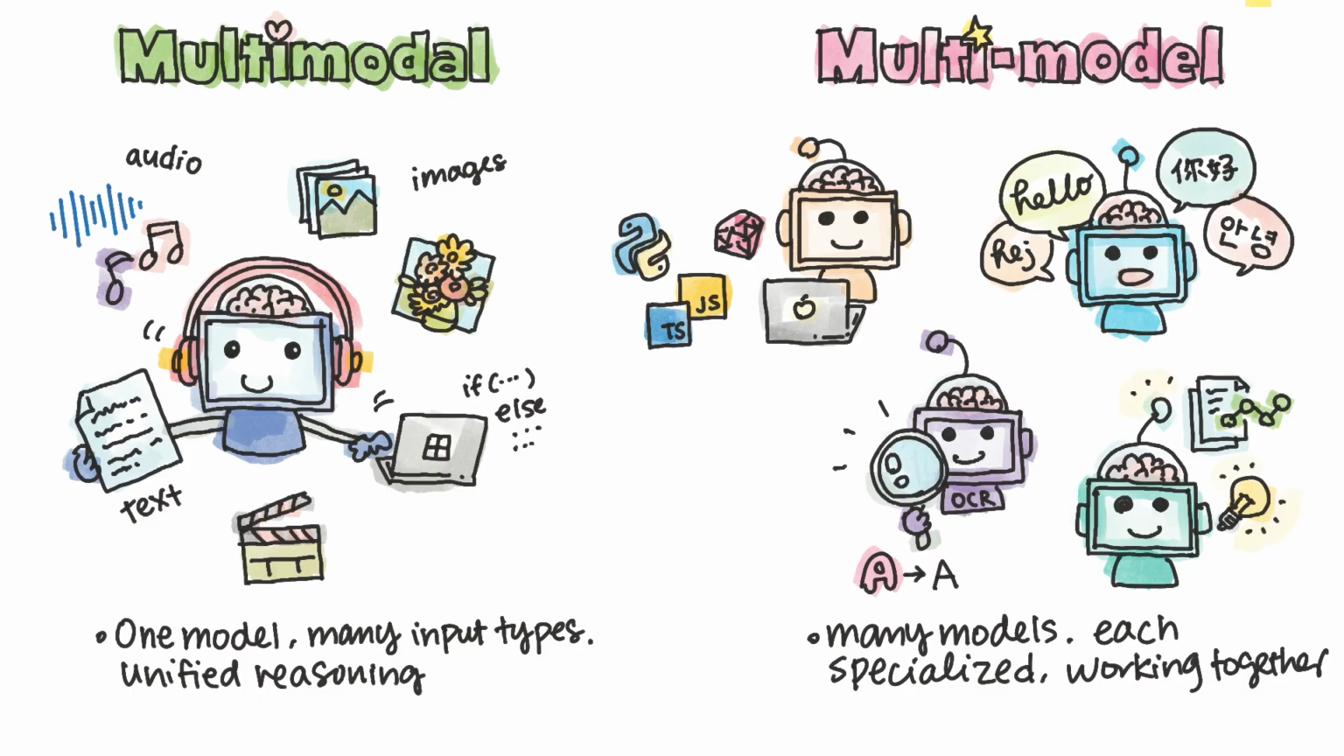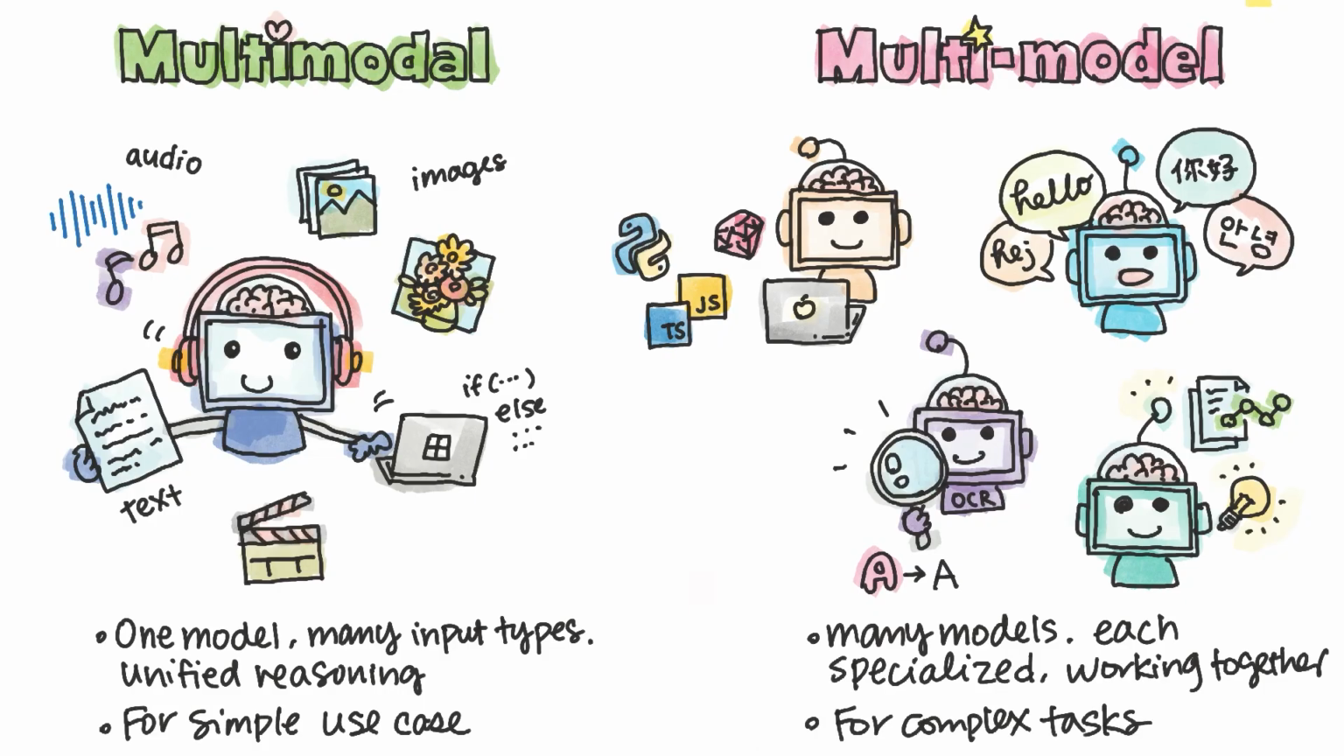So which approach should you use? If your use case is simple, like reading an image and translating text, a multimodal model is usually enough. It's fast, easy to build, and it requires fewer moving parts. But if you need high accuracy, domain-specific components, or tight control over each step, multimodal systems make more sense. This can be more cost-effective too, since each large task is broken down into smaller tasks.